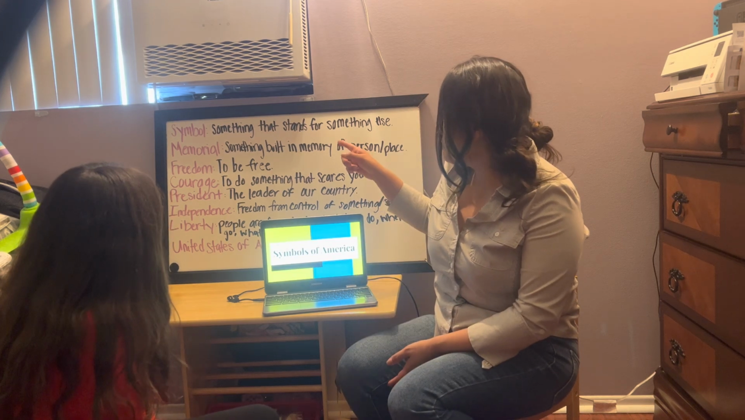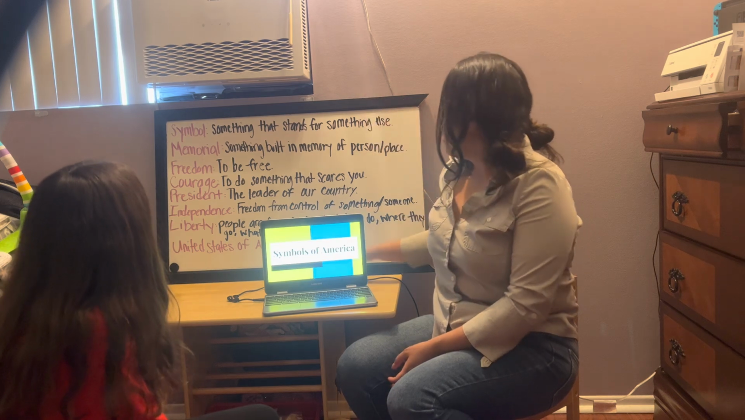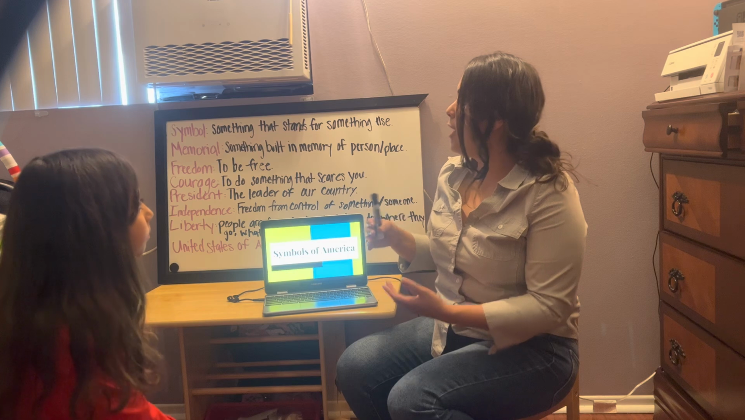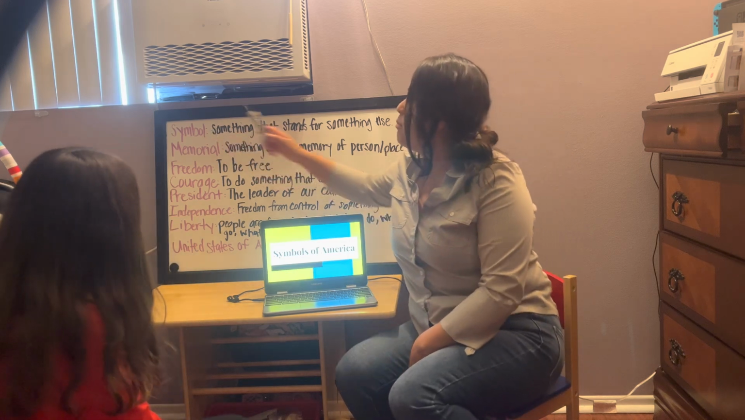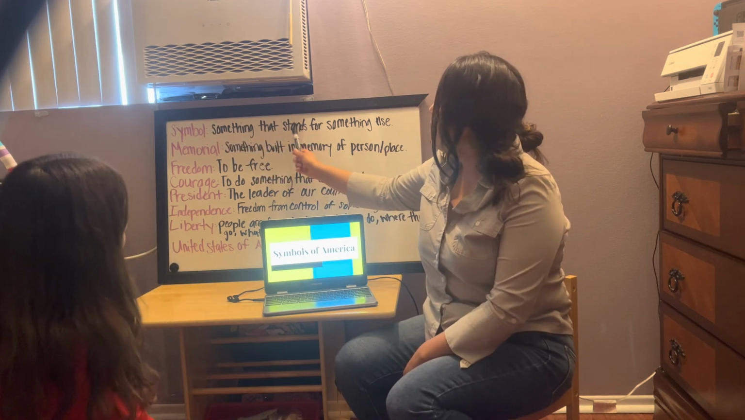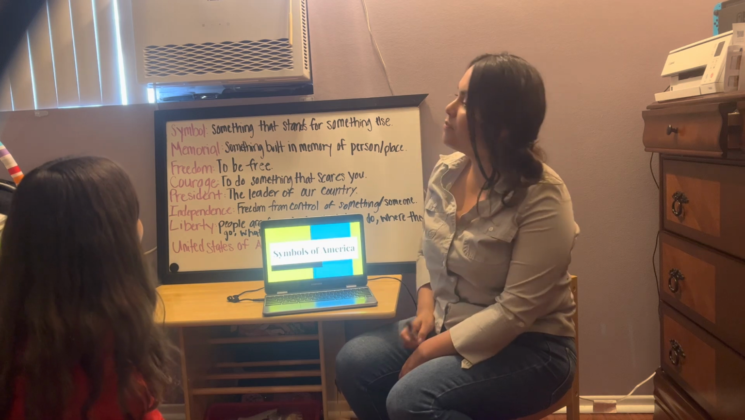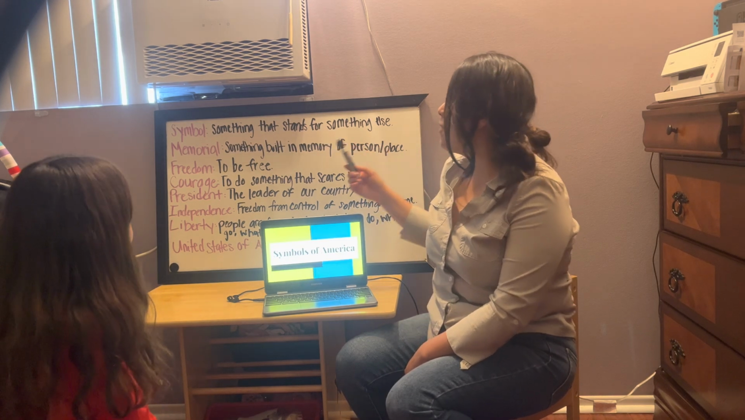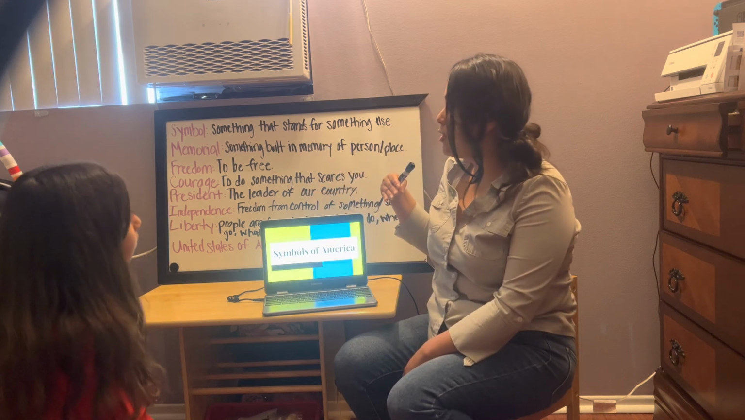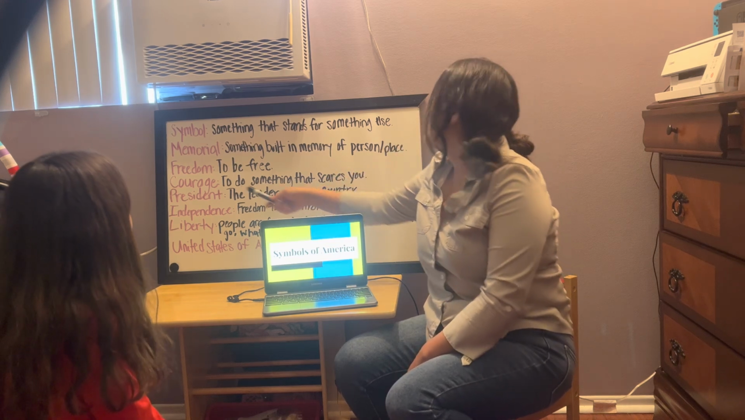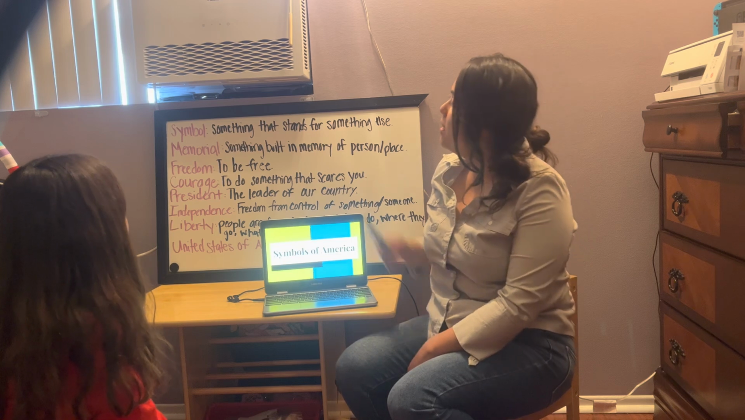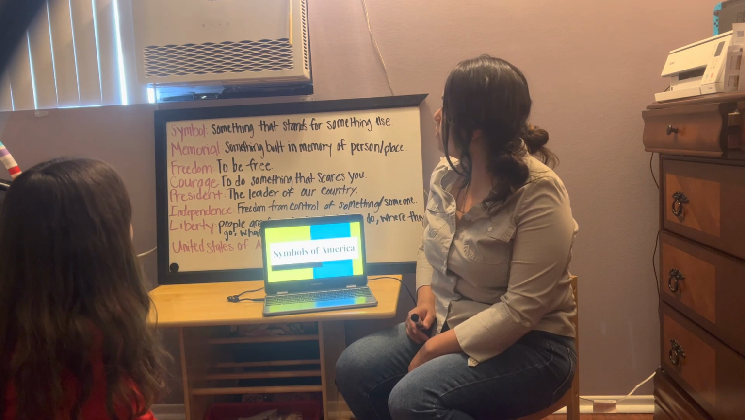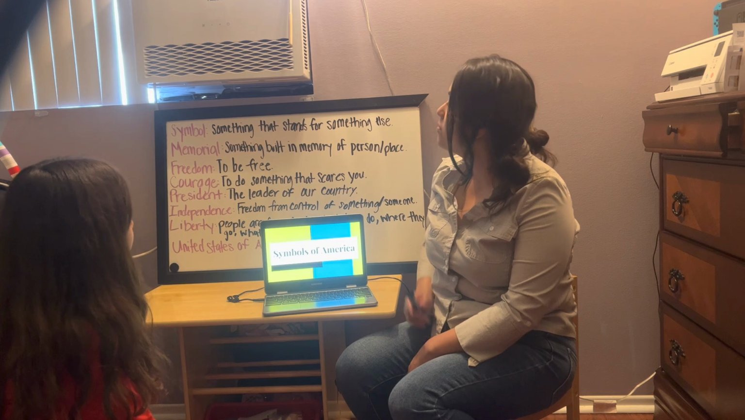And we're going to go over some of these vocabulary words. I'm going to say the word and you're going to say the word back with me, okay? We're going to practice our reading a little bit. Symbol. Symbol. Something that stands for something else. Very good. And that's a previous vocabulary word that we've had in our lesson, right? So some of these are going to be repetition, but it's good so we can remember what they mean. Memorial. Memorial. Something built in memory of a person or a place.